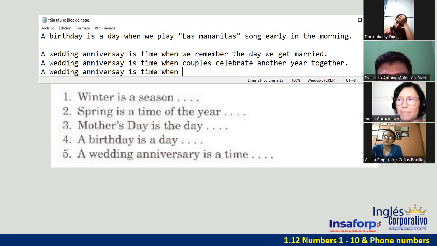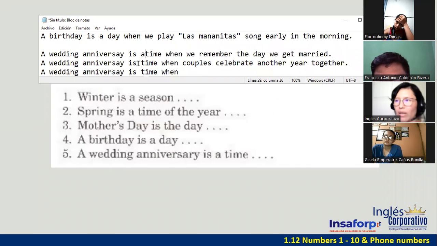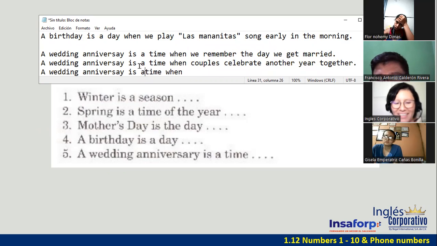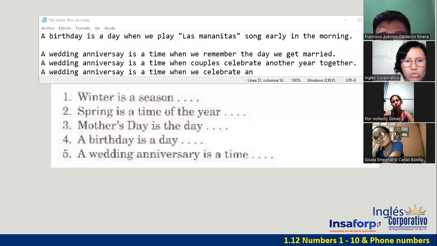Wedding anniversary is a time when we celebrate a momentous date in our life. Sí, pero creo que me equivoqué. Hey, ya le quité la inspiración a Francisco, permítame. Es que me equivoqué. Me hace falta a time when. Ajá. When, I'm sorry. When we celebrate a momentous date in our life. A momentous date. What do you mean by that? Una fecha trascendental. Ah, okay. Ah, yo diría we celebrate an important. Es que momentum me dijo, ¿verdad? Momentous. Ah, momentous. Right. A momentous day. Sí, aquí está.